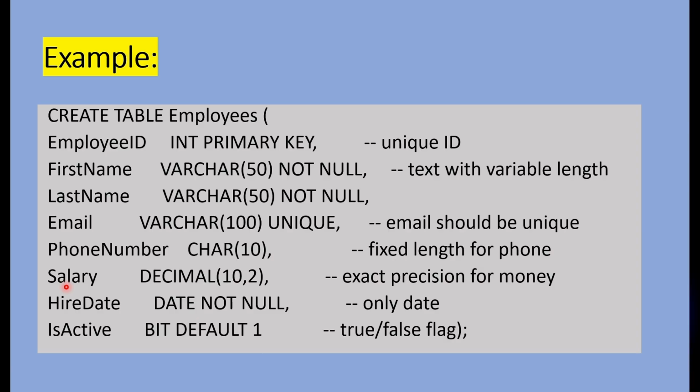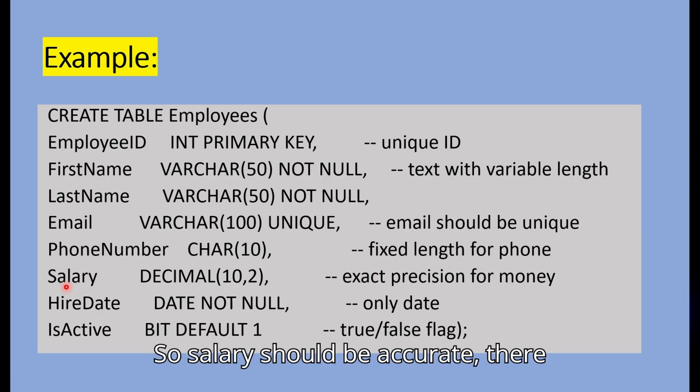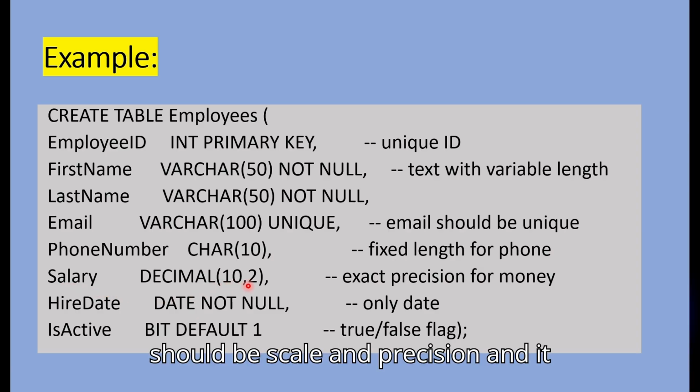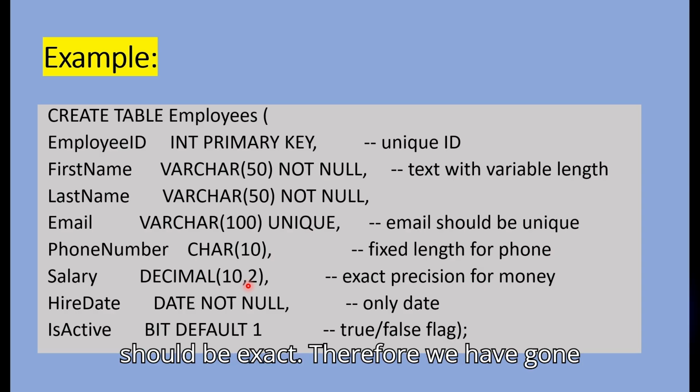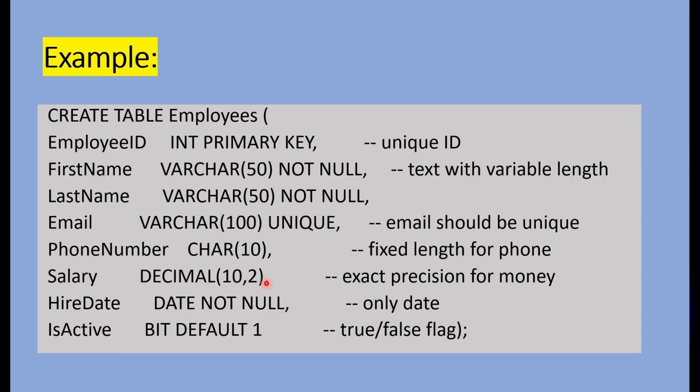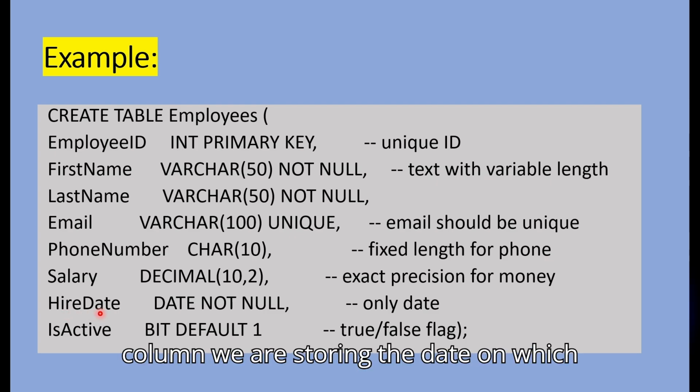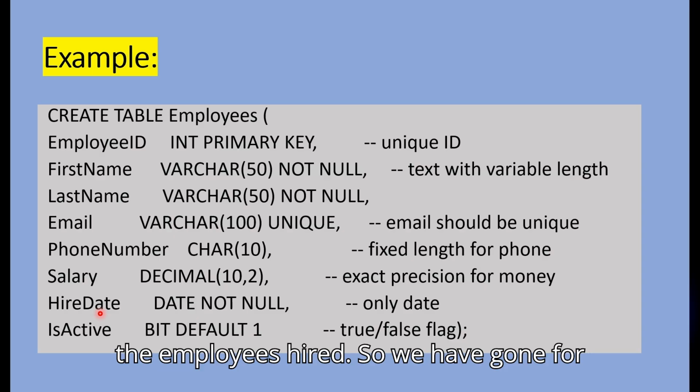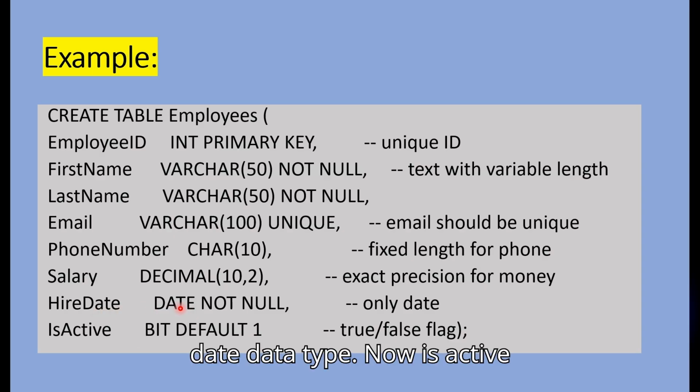For salary, the salary should be accurate, there should be scale and precision, and it should be exact, therefore we have gone for the decimal data type. Next is hire date. In this column we are storing the date on which the employee is hired, so we have gone for the date data type.